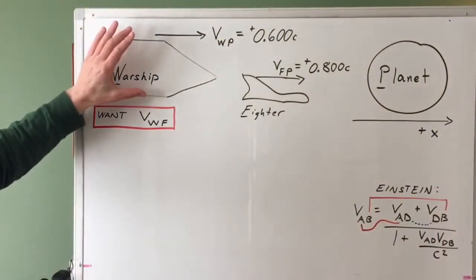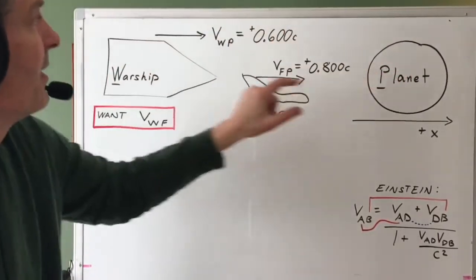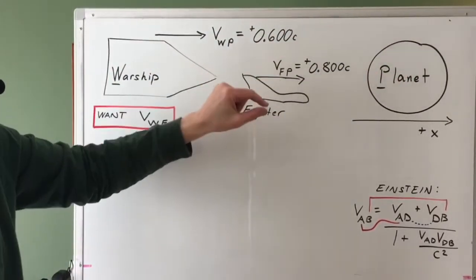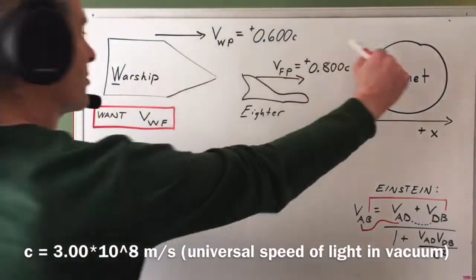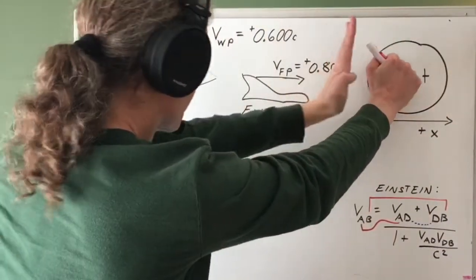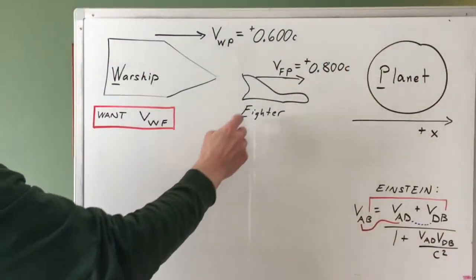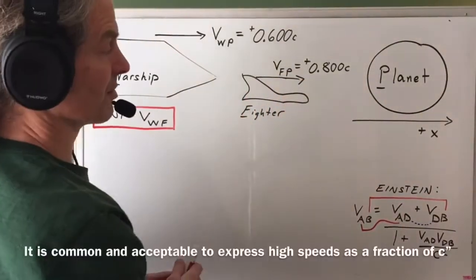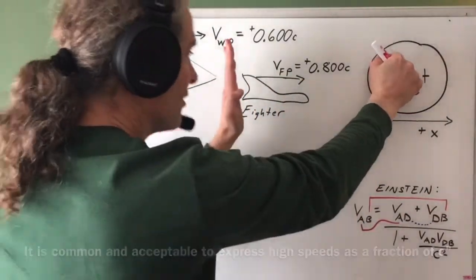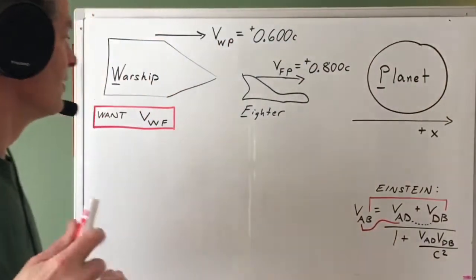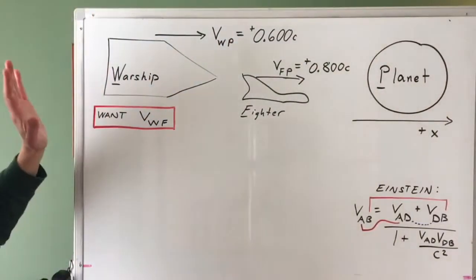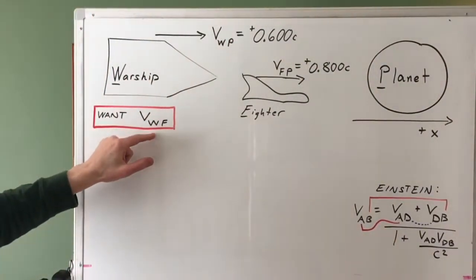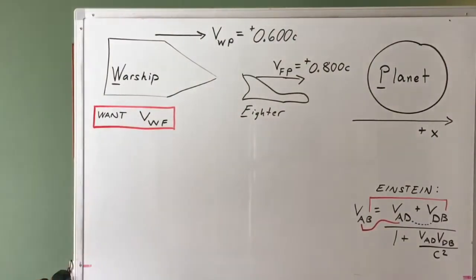The velocity of the warship relative to the planet is positive 0.600 c. That means from the planet's perspective, the warship is heading to the right. Let's say that we know that the velocity of the fighter relative to the planet is positive 0.800 c. So relative to the planet, the fighter is moving to the right. Let's say that what we want to find is the velocity of the warship relative to the fighter.